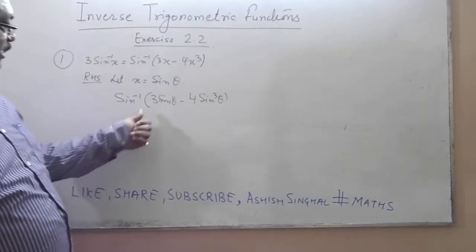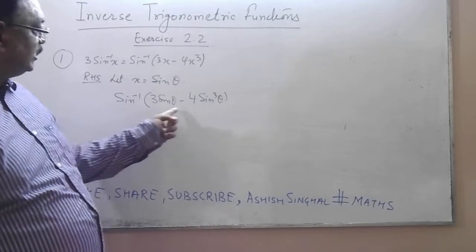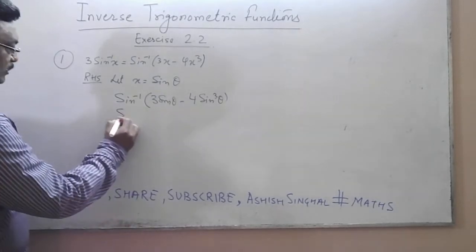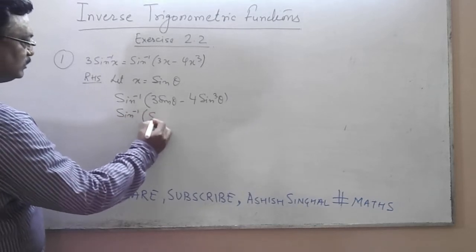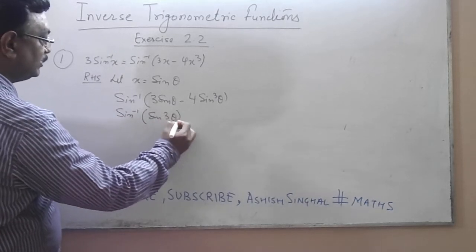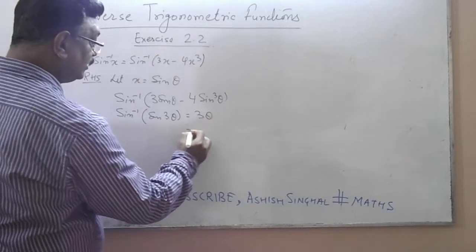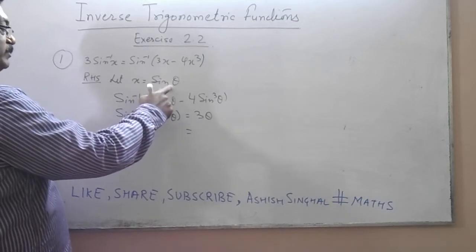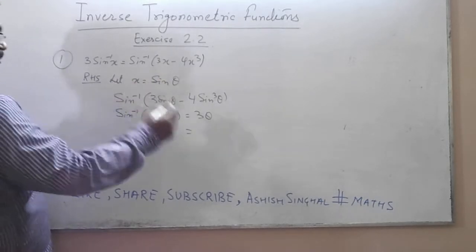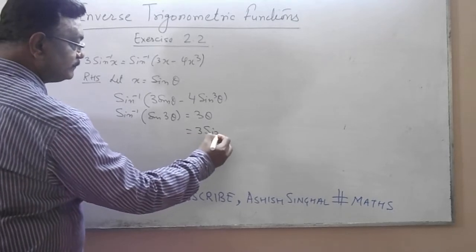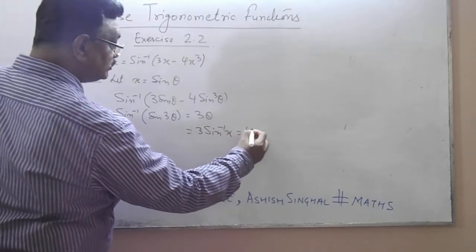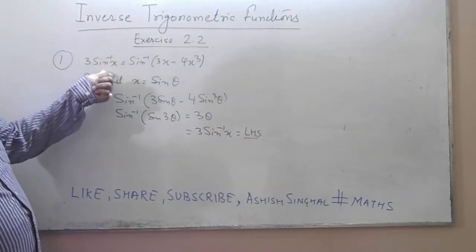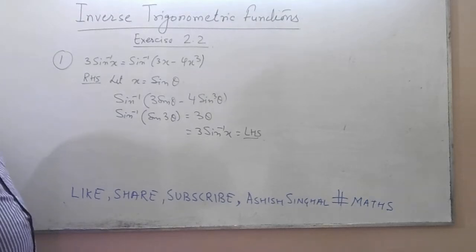And dear friends, you already know that 3 sin theta minus 4 sin cube theta is the identity for sin 3 theta. So this is sin inverse sin 3 theta, which gives us 3 theta. But our assumption was x is equal to sin theta. So what is the value of theta? The value of theta is sin inverse x. So this is 3 sin inverse x, which is equal to the left hand side. And hence we prove that left hand side and right hand side are equal.